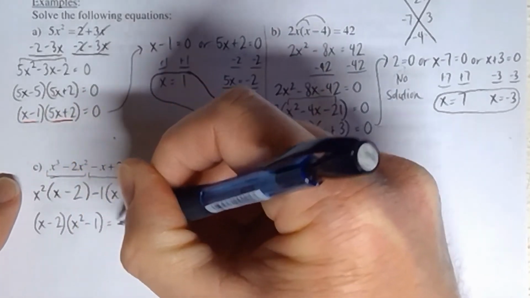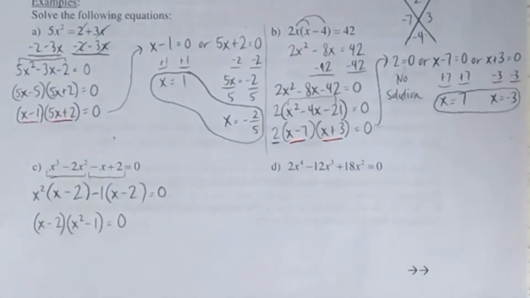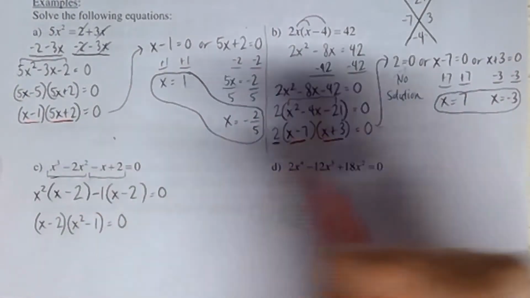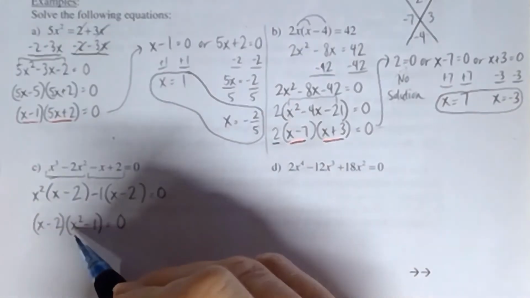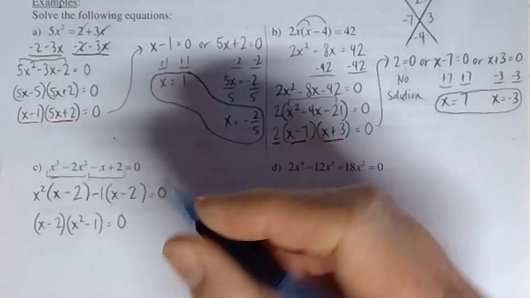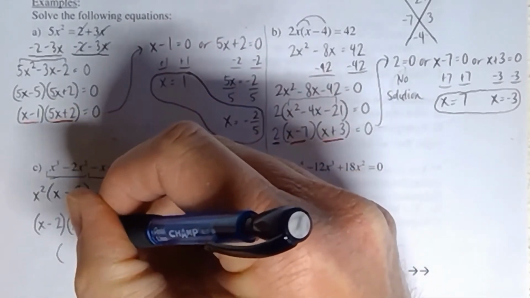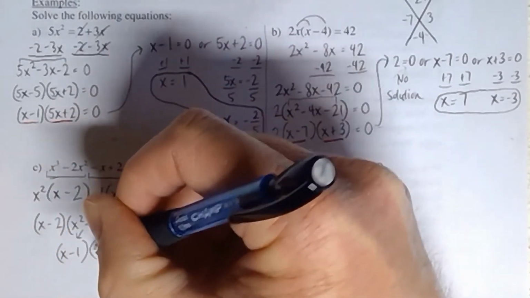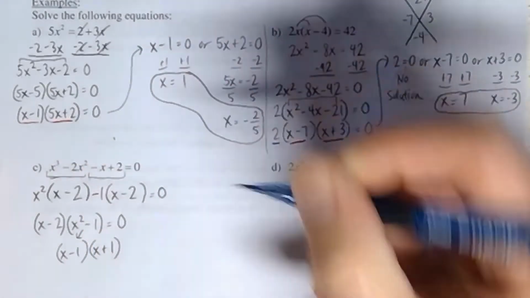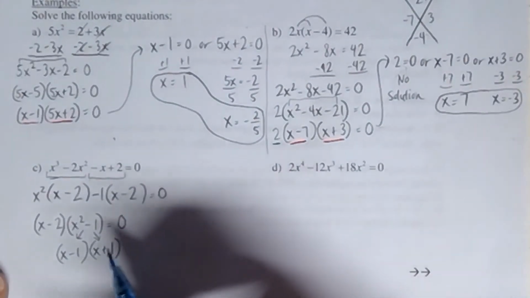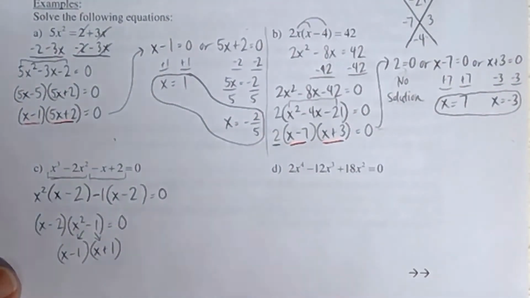Are we done factoring? No, actually we're not. This is one of those rare situations, like I said, where you get the 2 brackets, but one of the 2 brackets breaks down further. Isn't it true that x squared minus 1, because it's something squared minus something squared, is going to break down to 2 smaller brackets here? x minus 1 and x plus 1. And so that's the reason why we have to keep going there.